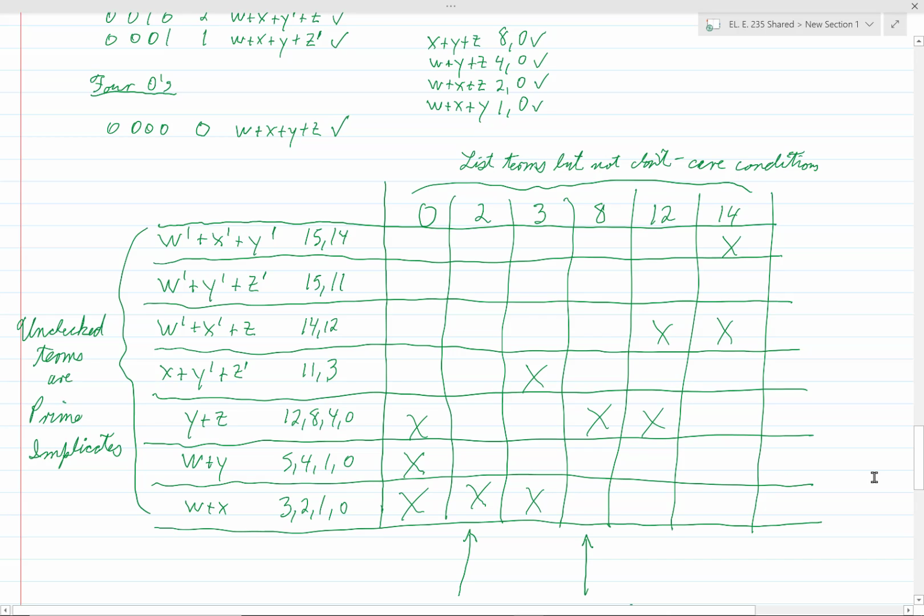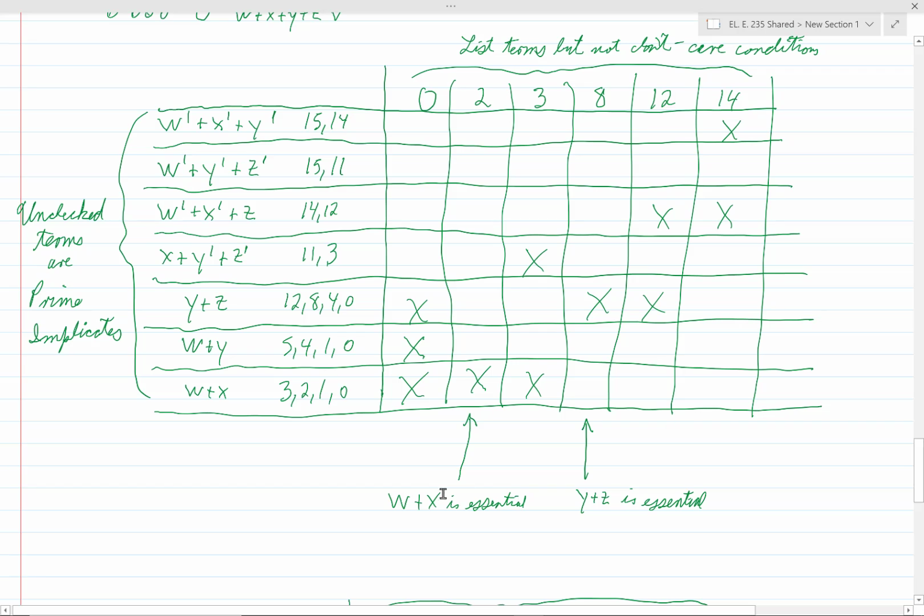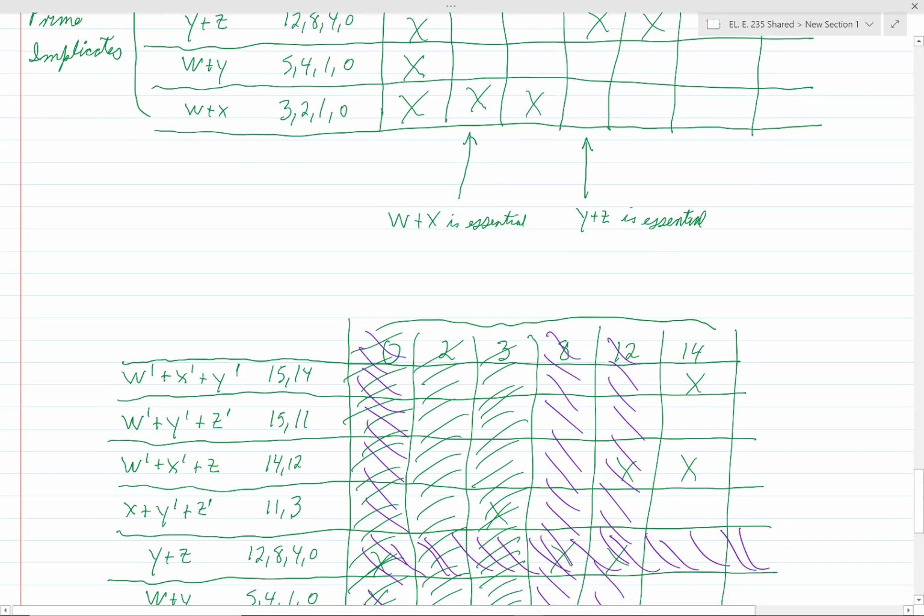And again, these are the prime implicates, but to look for the essential prime implicates, we look for X's that are alone in their columns. You can immediately see here's an X alone in its column, so W or X will be an essential prime implicate. And here's another X alone in its column, so Y or Z will be another essential prime implicate. But there are no other X's that are alone in their columns. So again, as I did above, I will repeat this table. Here it says W or X is essential, Y or Z is essential. I will copy the table and put it down again.